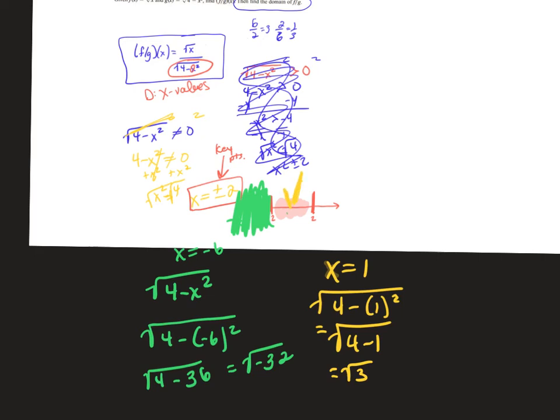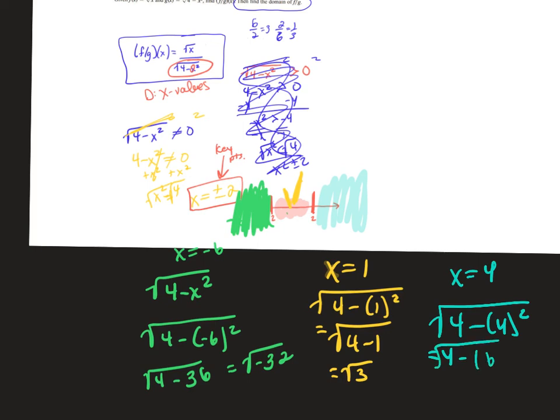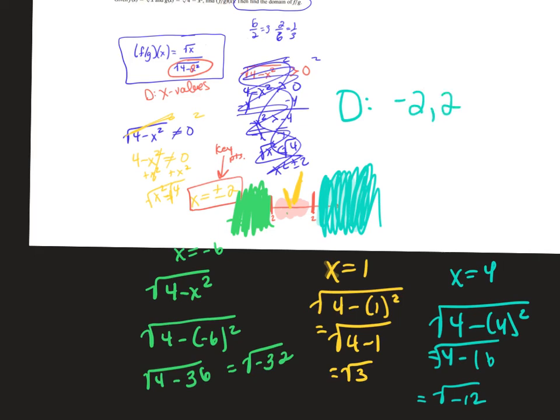It's good. So now let's pick something on the other side, to the right of 2. Okay, 4. I'm going to evaluate where x equals 4. So I'm going to say, okay, 4 minus 4 squared. What's 4 squared? 16. Okay, so then 4 minus 16 would be negative 12. Is that a real answer? So where, guys, on a number line are the only numbers that'll work here? Between negative 2 and positive 2. So your domain would be from negative 2 to positive 2.